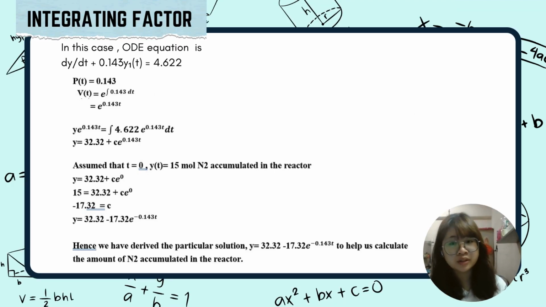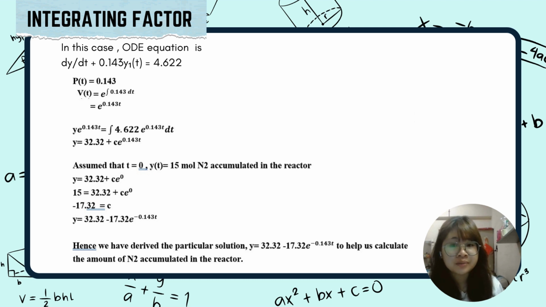Now, I'm going to use the method of integrating factor to obtain the general solution. Firstly, we have the derived ODE, which is written as dy/dt plus 0.143 y(t) equals 4.622. In this case, p(t) is 0.143, while the integrating factor represented by v(t) is exponential 0.143t. As such, by substituting those values, we would obtain the general solution with the constant C, which is written as y equals 32.32 plus C exponential 0.143t.